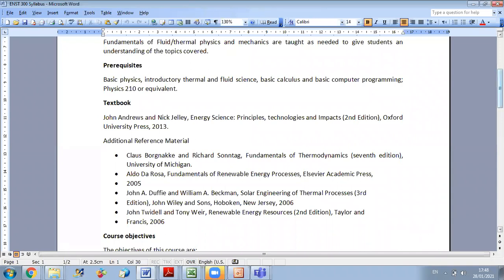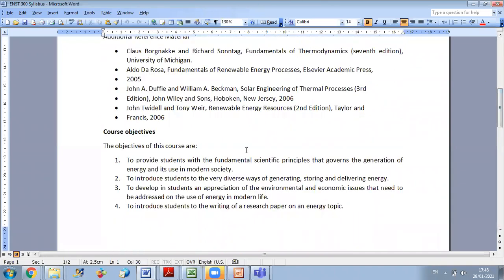Okay, now concerning the course objectives, at the end of the course you will be provided with the fundamental scientific principles that govern the generation of energy and its use in modern society, and you will be introduced to various ways of generating, storing, and delivering energy.